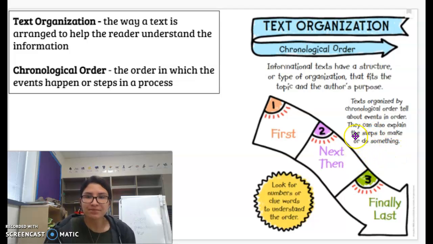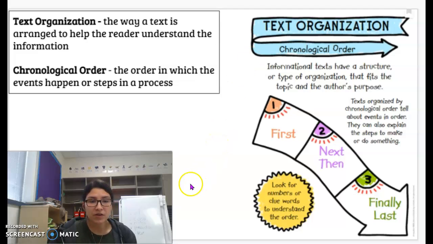So remember, informational texts have a structure or type of organization that fits the topic and the author's purpose. So that's a bunch of words right there, right? Well, what that means is an informational text, so a book you're actually going to be learning from, gives you real information. They usually set up their book in a certain way, and it helps us, the reader, figure out the topic and the author's purpose. So, right here, text organization. I know these are a lot of big words, but text organization is a way an author sets up their book so us, the reader, can understand it a little bit better and understand the information.